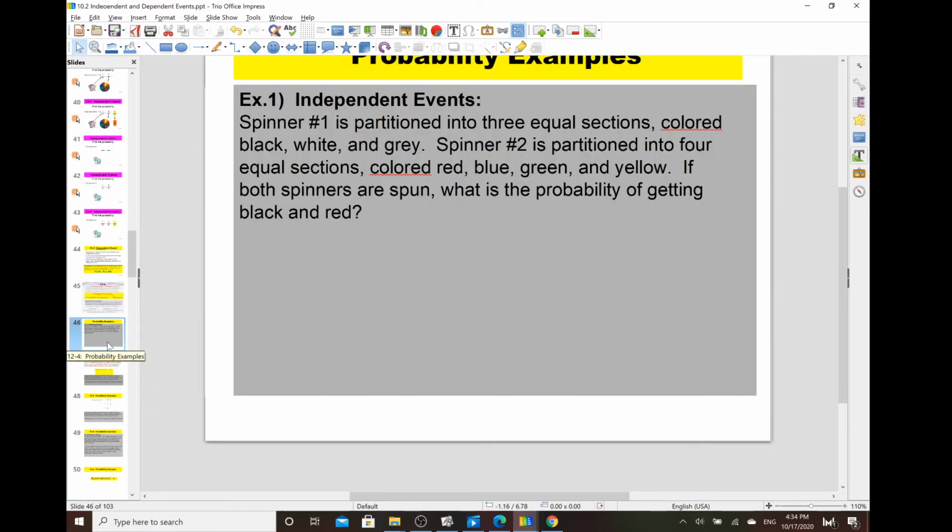Okay, so now an independent event. Spinner number 1 is partitioned into 3 equal sections, colored black, white, and gray. Spinner number 2 is partitioned into 4 equal sections, colored red, blue, green, and yellow. If both spinners are spun, what's the probability of getting black and red? This one would be considered an independent event because we have two different spinners. One is partitioned into 3 equal portions, and the other is partitioned into 4 equal portions.